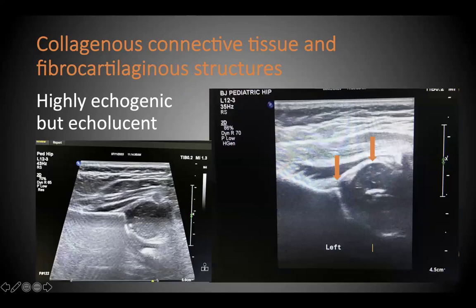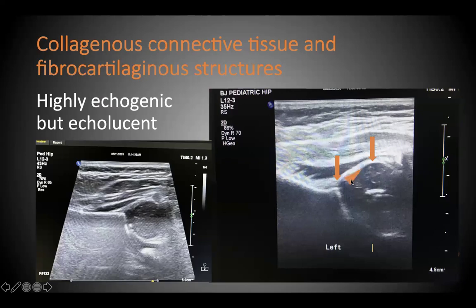On the contrary, all collagenous connective tissue and all fibrocartilaginous structures will produce a highly echogenic but echolucent image. What do I mean by that? Highly echogenic means that it will appear white on your ultrasound image, and echolucent means that even though they are bright, as opposed to bone which reflects all the rays, you can still see tissues which are beneath those echogenic structures. The collagenous and fibrocartilaginous structures which we routinely see around the hip joint include the capsule which covers the femoral head.